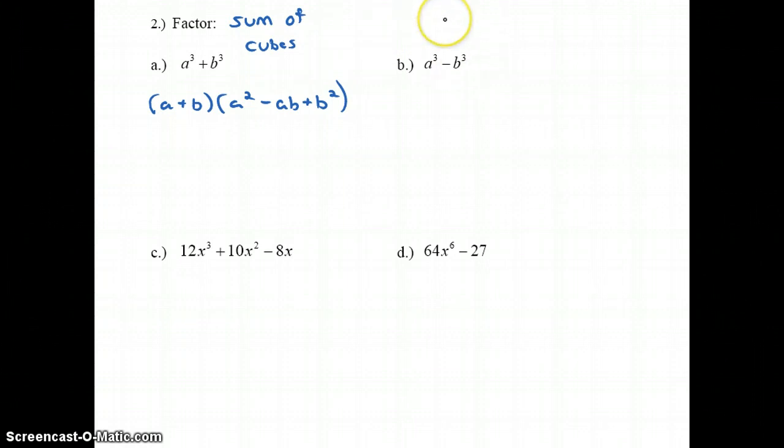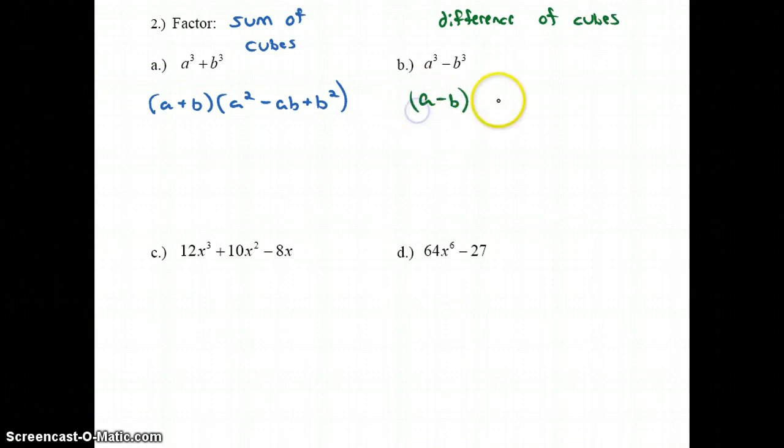On the right, it's very similar to the sum of cubes, but this is the difference of cubes. This comes out to be a minus b times a squared plus ab plus b squared.